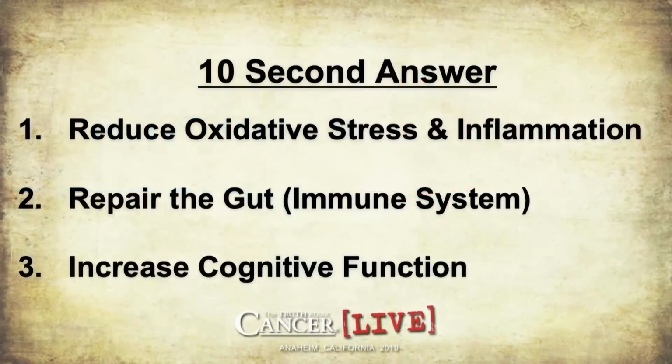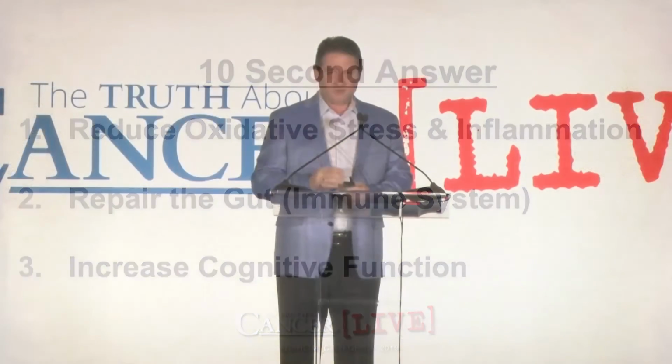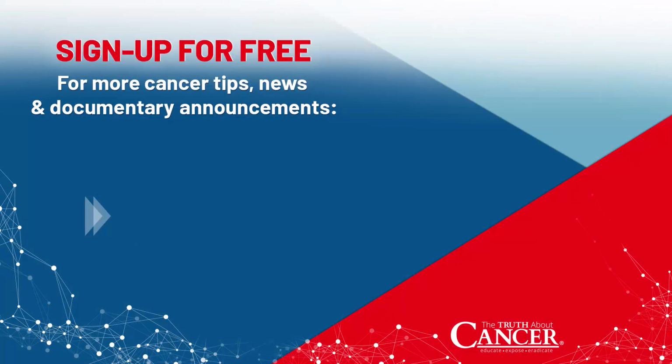Does that ever happen in our bodies where we have 2 or 3 things going on at one time? Of course. That's when we get into trouble. It's not just one usually. Sometimes not even 2. It's the third attack that harms us. So how can hydrogen help? The 10-second answer is what? Reduce oxidative stress and inflammation. Repair the gut or the immune system. Increase cognitive function or your ability to function mentally and have thinking abilities. So are these 3 things important? I think they are.